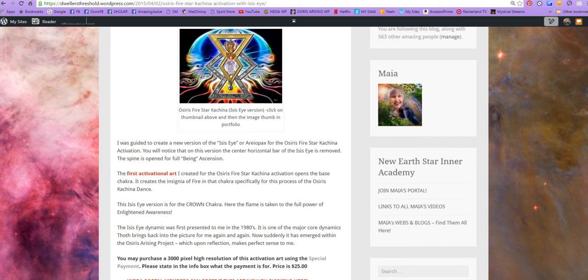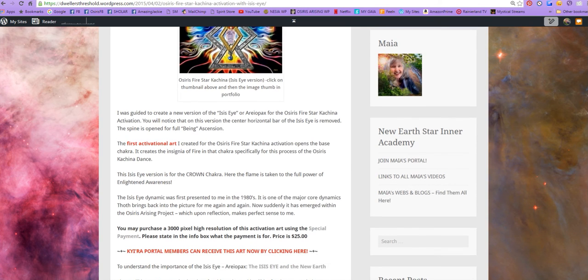I was guided to create a new version of the Isis Eye or EYE-AREIOPAX for the Osiris Firestar Kachina activation. You will notice that on this version, the central horizontal bar of the Isis Eye is removed. The spine is open for full being ascension. The first activational art I created for the Osiris Firestar Kachina activation opens the base chakra. That's this one here.